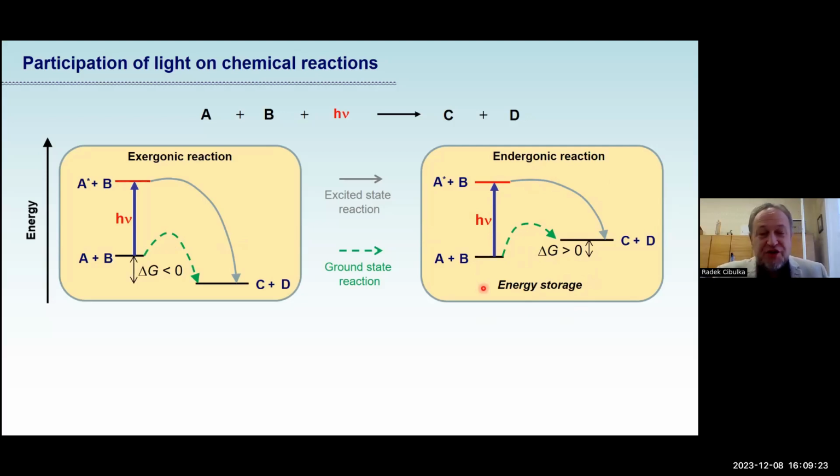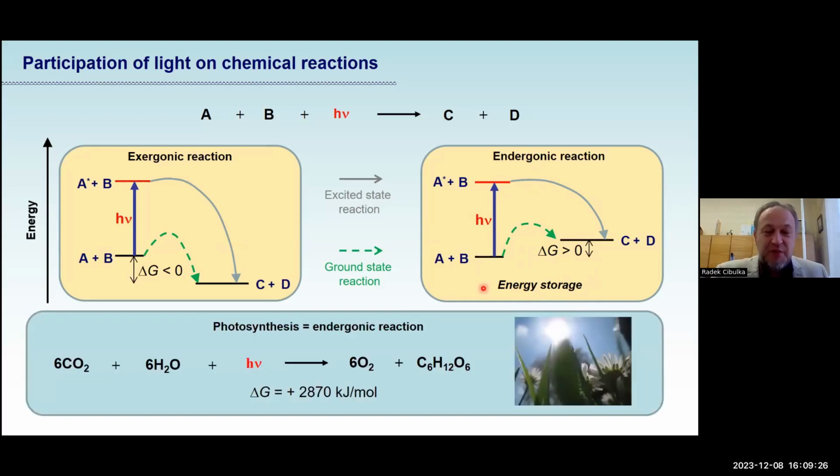And of course, nature does it very well, because we know one of the most famous reactions, which is photosynthesis, where by using light and a special system, we can drive the chemical reaction of CO2 with water to produce C-C bonds in glucose. And in this way, we are able to store energy of about 3000 kilojoules per mole. And it is really very high energy.